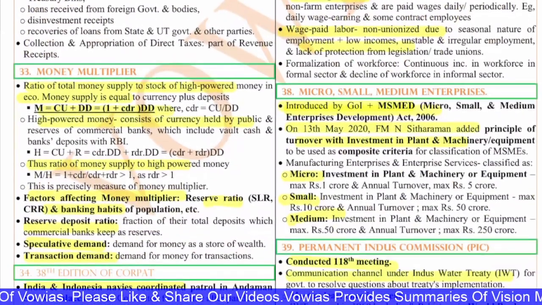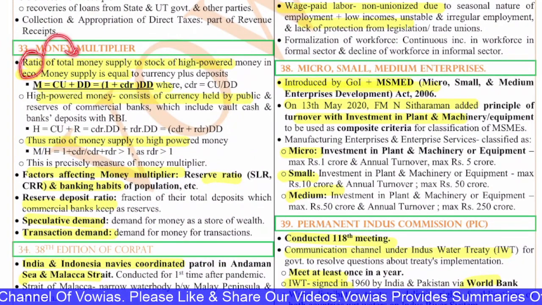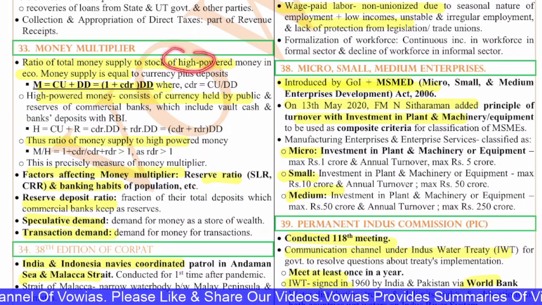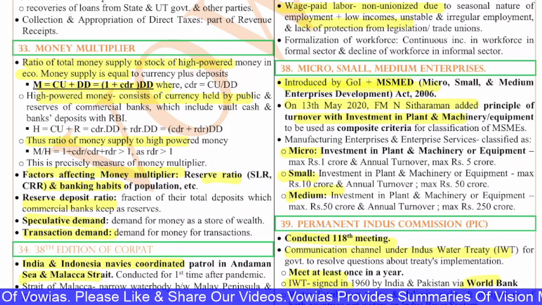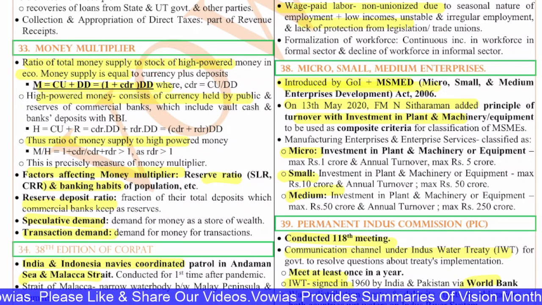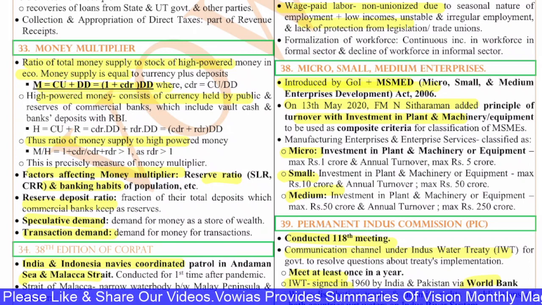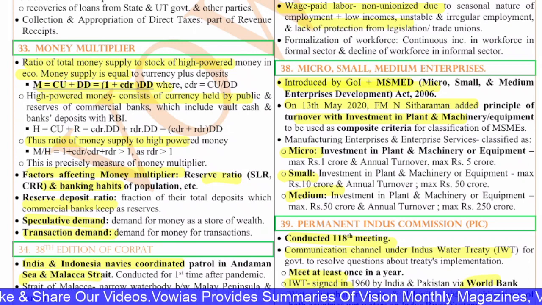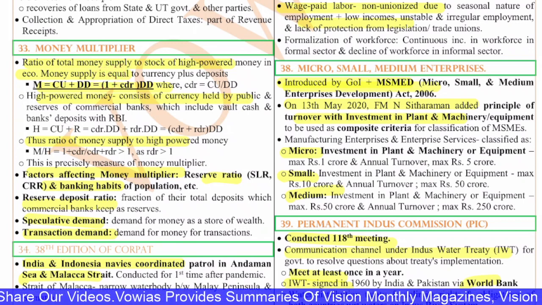Next, the 33rd question is on money multiplier. This money multiplier is the ratio of total money supply to the stock of high powered money in the economy. Money supply is equal to currency plus deposits. So money supply equals currency plus deposits, and CDR is nothing but currency by deposits. This is the formula: 1 plus CDR into D, which is nothing but the deposits.